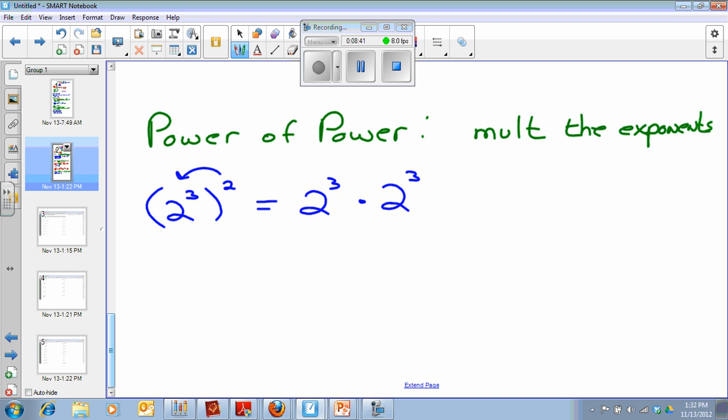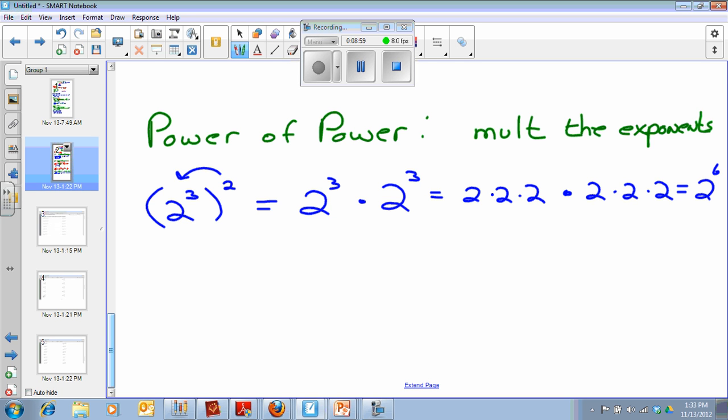Well, if I wanted to simplify this a little bit more, 2 to the 3rd power means 2 times 2 times 2, and 2 to the 3rd power means 2 times 2 times 2. So what does this really equal? Well, now I have 2 to the 6th power.